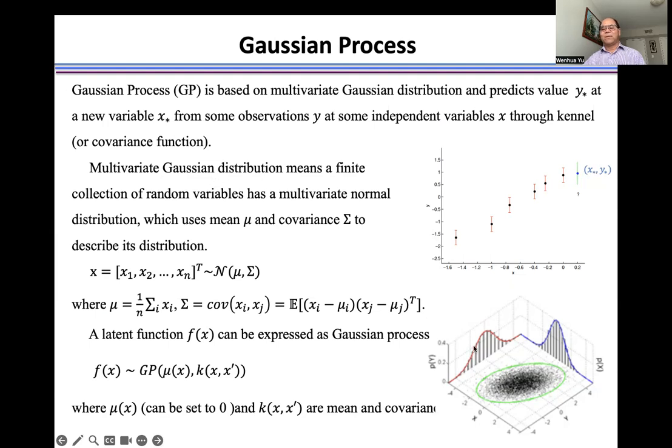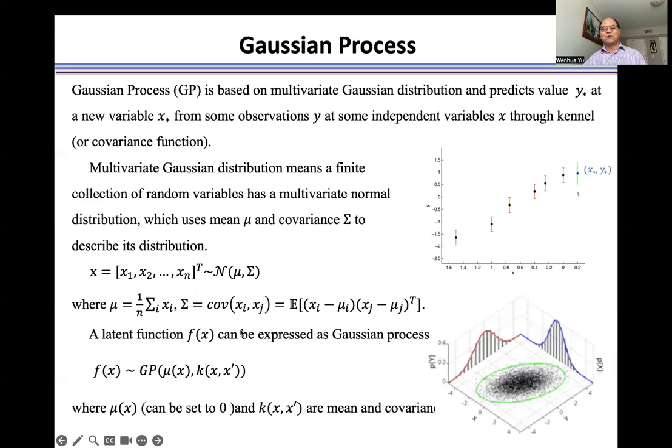For example, we have many random variables, each variable corresponding to one Gaussian distribution. Multivariate Gaussian distribution, that means we combine these Gaussian distributions together to get a new Gaussian distribution with the mean calculated from these random variables and this covariance calculated from this expectation. That means we need to use this multivariate Gaussian distribution.